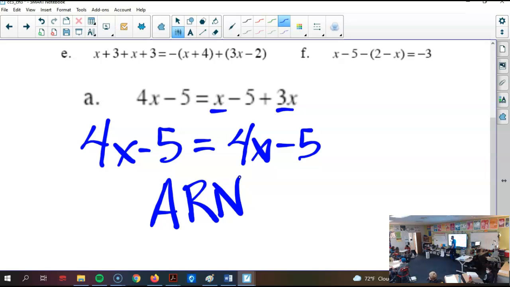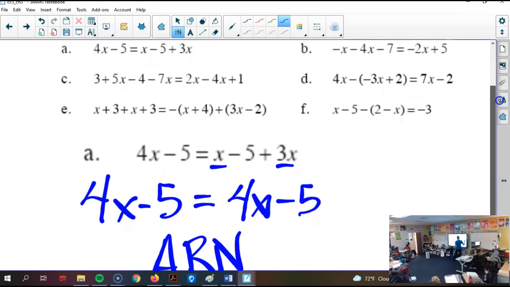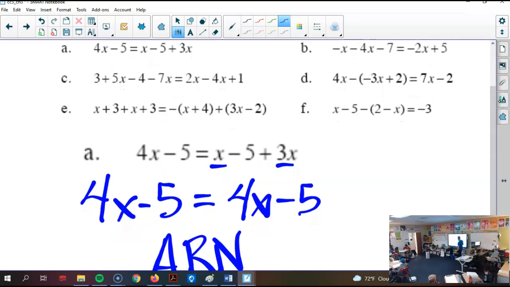Max? Do you distribute a plus sign? Where? Like on E? The plus 3x minus 2. I mean, so, yes, but this means stay the same of what you are. So this will stay positive, this will stay negative. Okay. Yeah, it means stay the same.